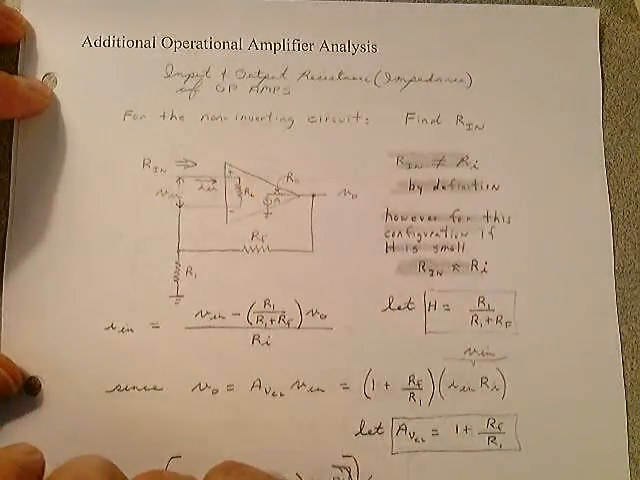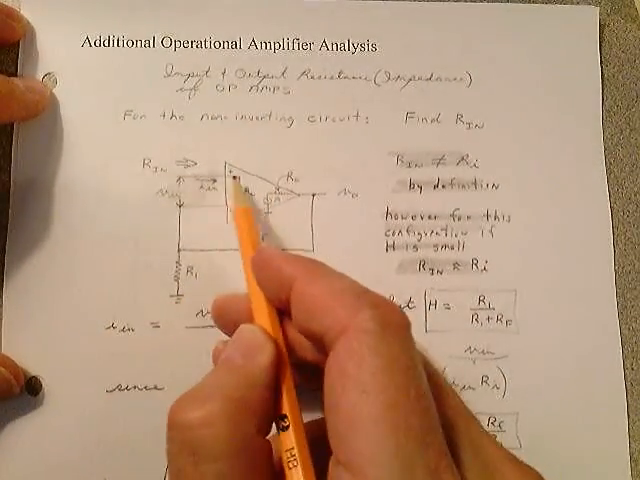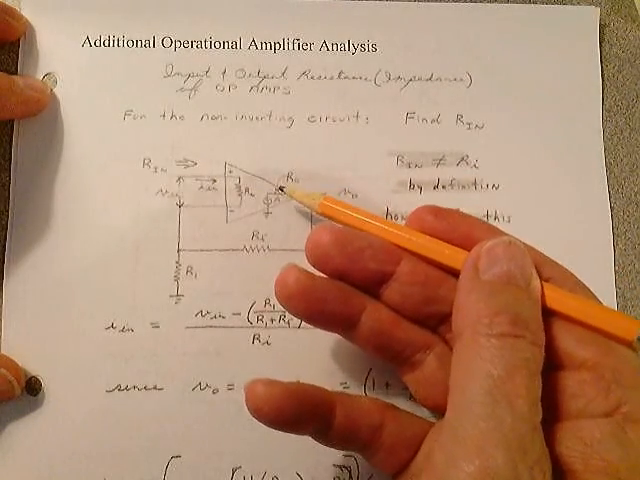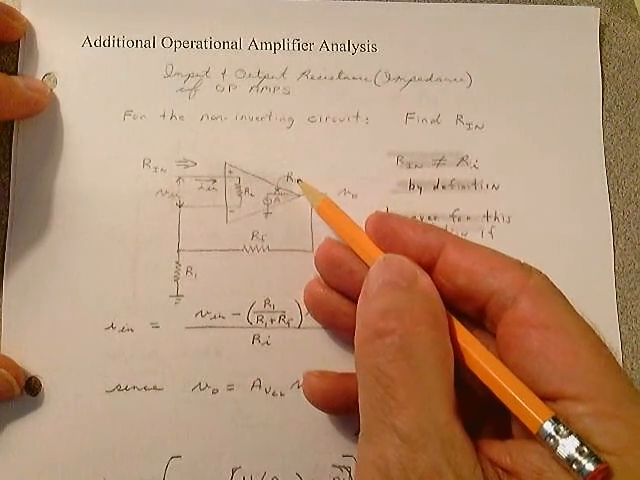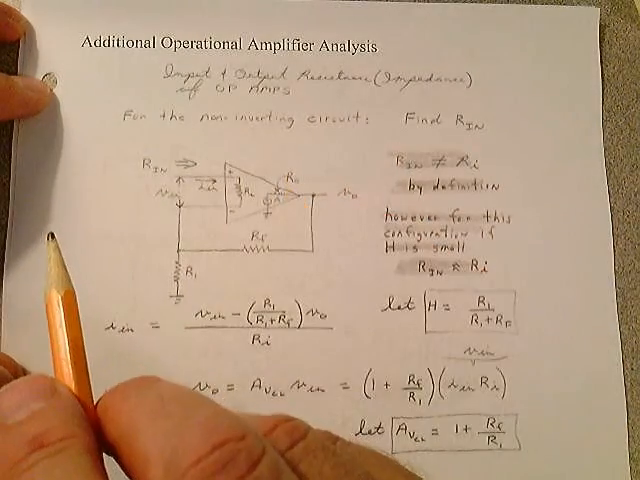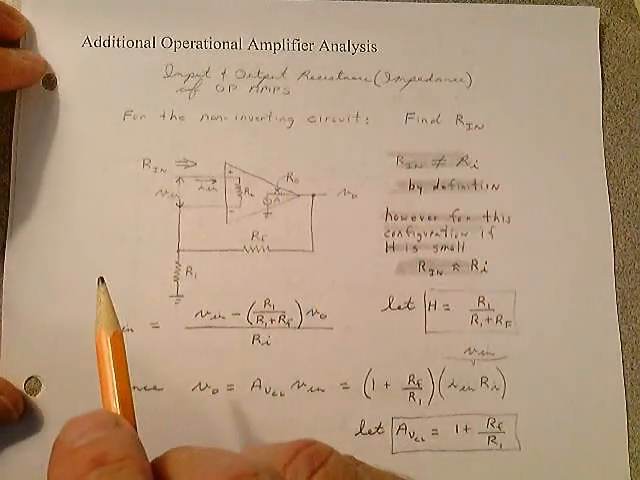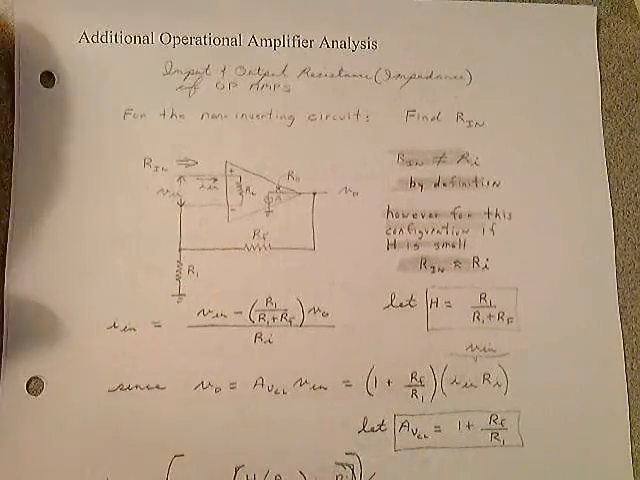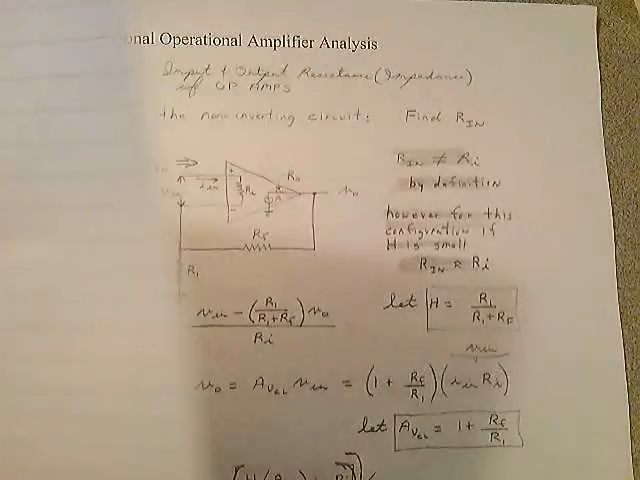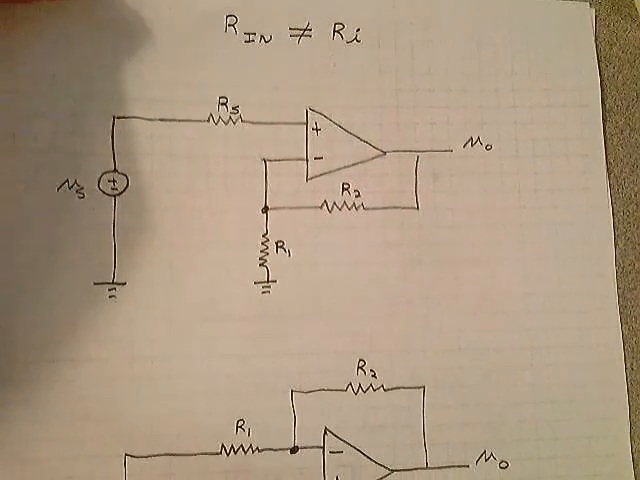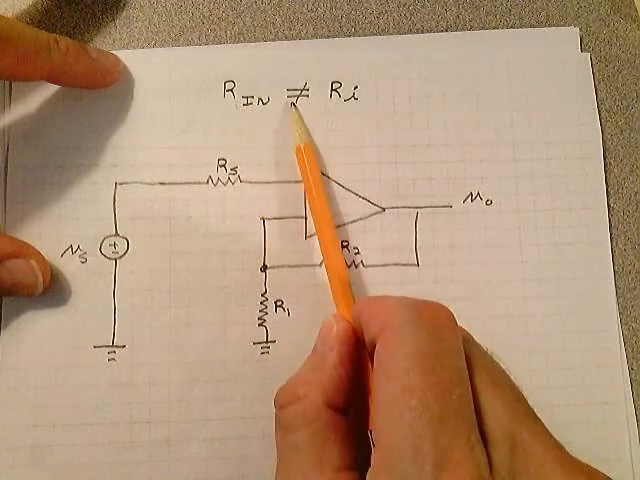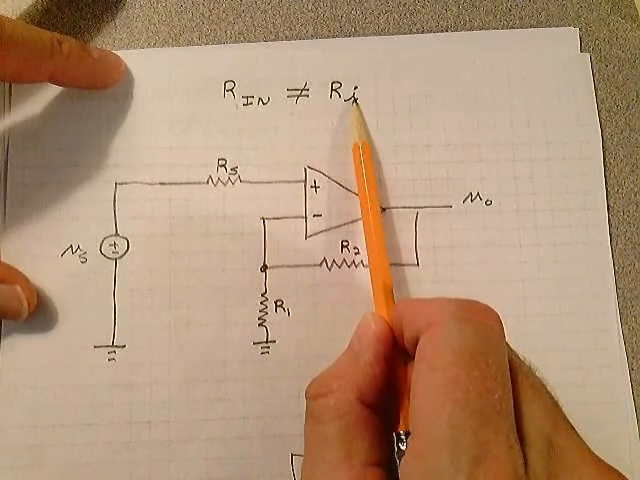So we've talked about them. We talked about ideally looking in, Ri is infinity, and looking in from the outside, R out, or Ro, we referred to it, was very, very small. We let it go to 0. You're going to have a lab on this. As a matter of fact, 2 of your labs are going to talk about this. And Rin is not the same thing as Ri.